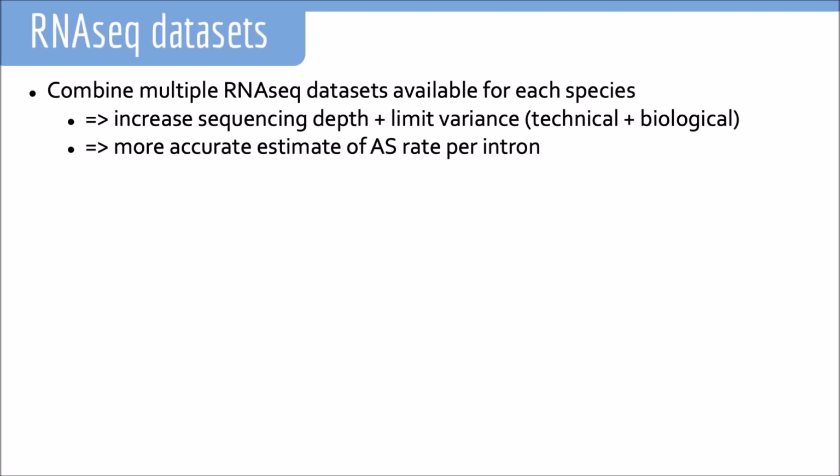And so for RNA-seq data, essentially what we did is that for every species, we took all the data that were available. I mean, most of the species that we analyzed do not correspond to model organisms. And so for most of them, there are not that many RNA-seq datasets. So to increase the sequencing depth and thereby to limit the variance in the measurement of alternative splicing, we combined all RNA-seq datasets that were available for each species.